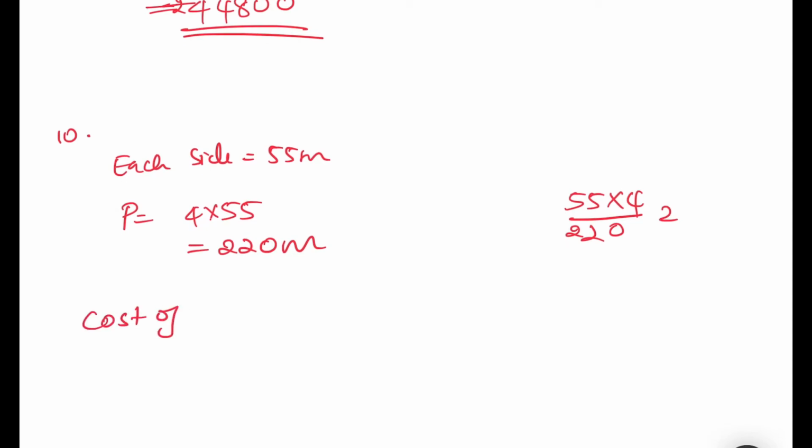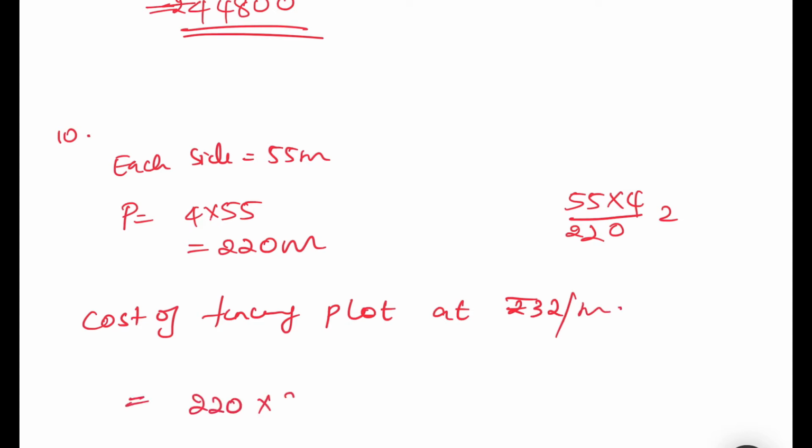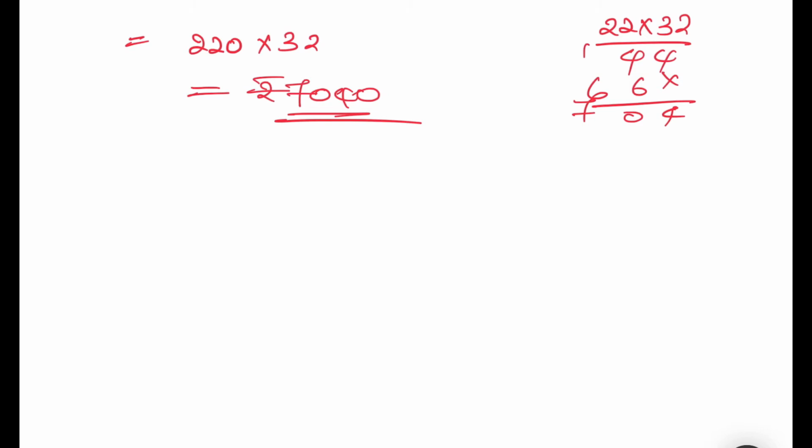Find the cost of fencing the plot at the rate of 32. Cost of fencing the plot is equal to 220 into 32. So 220 into 32 will give you how much? 22 into 32 we will do first. You will get 704, and 7,040 since into 10 is there, right? So 7,040 rupees. Coming to the next one.